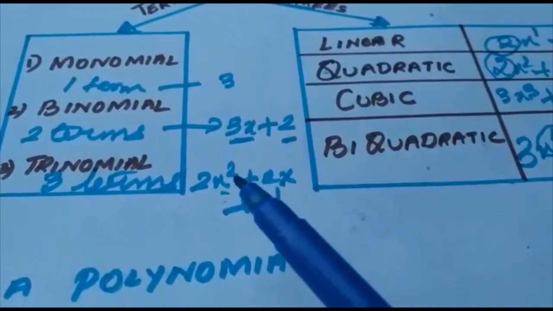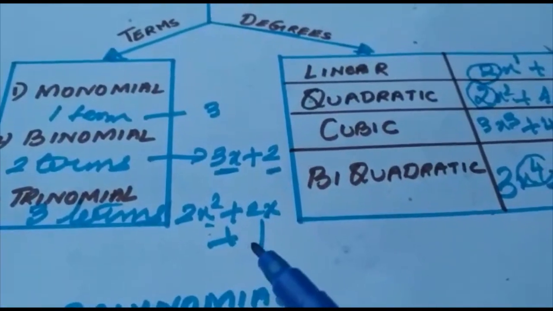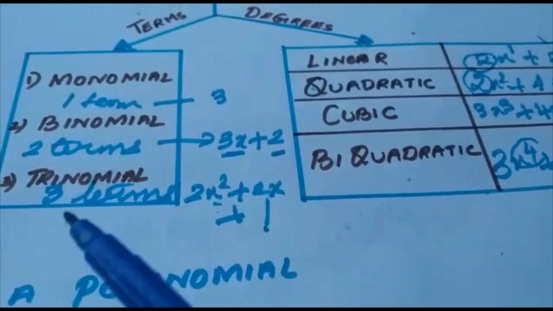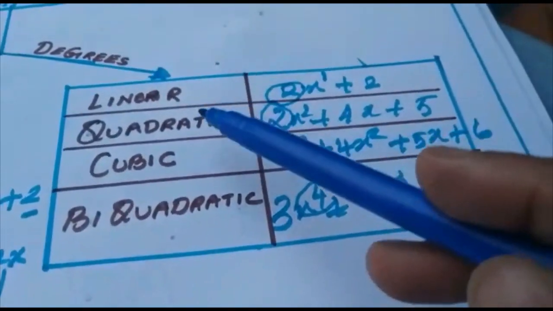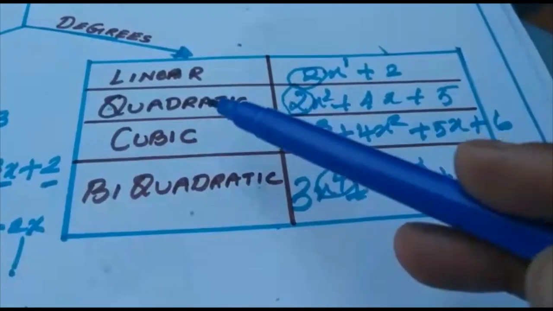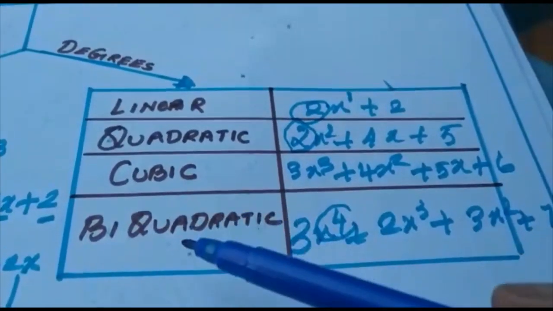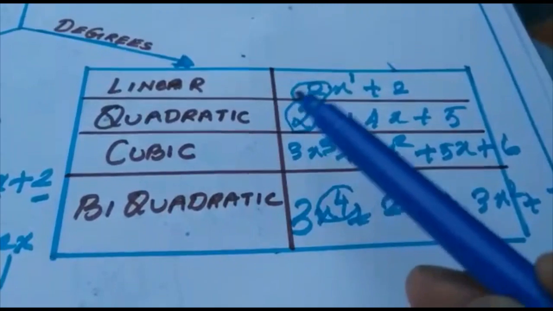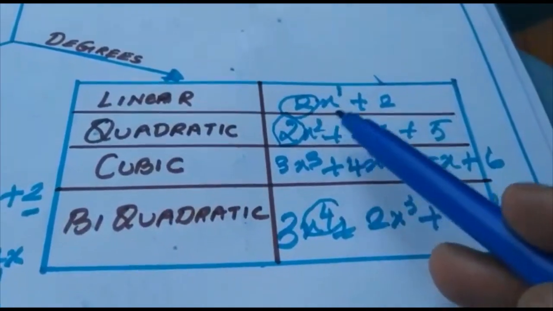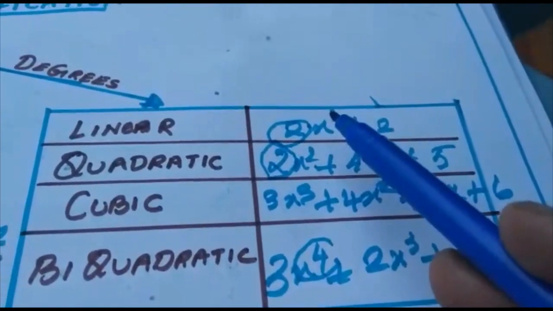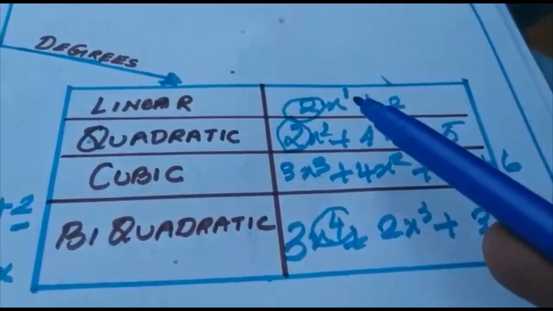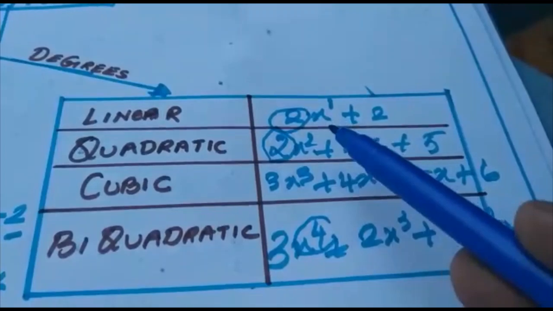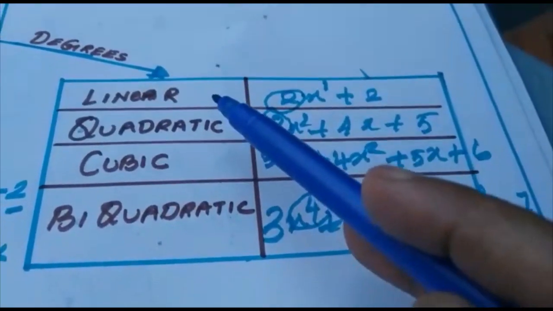3 terms, 2x square plus 2x plus 1. So here there are 3 terms, so you call it a trinomial. Again, based on degrees, you have linear, quadratic, cubic and biquadratic. What do you mean by linear? When the degree, that is the highest power of the expression, is 1, you call it linear. See, the power of this expression 2x plus 2 is 1. So you call it linear.